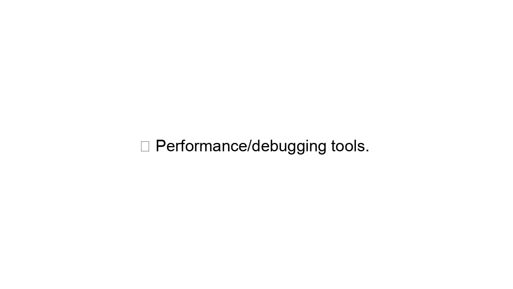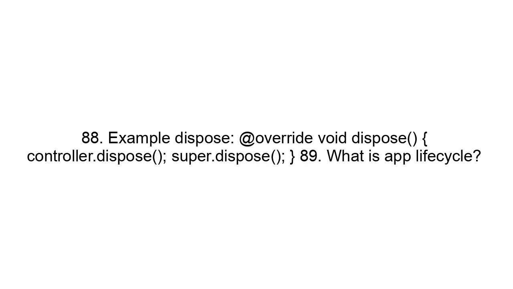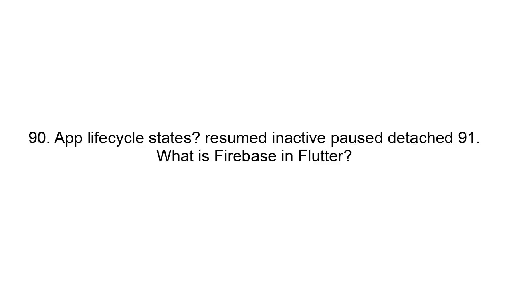Performance debugging tools. 86. What is a memory leak in Flutter? Unreleased resources. 87. What is the dispose method? It cleans up resources. 88. Example dispose: @override void dispose() { controller.dispose(); super.dispose(); }. 89. What is app lifecycle? App state transitions. 90. App lifecycle states: resumed, inactive, paused, detached.